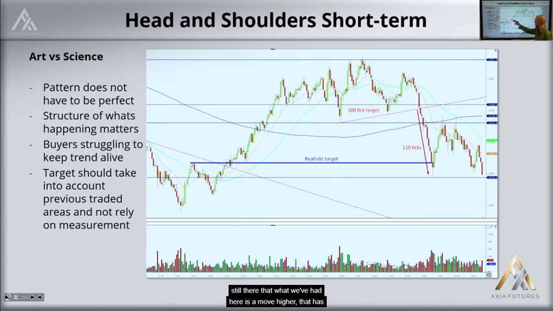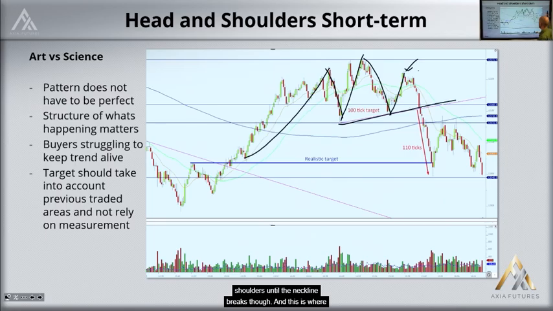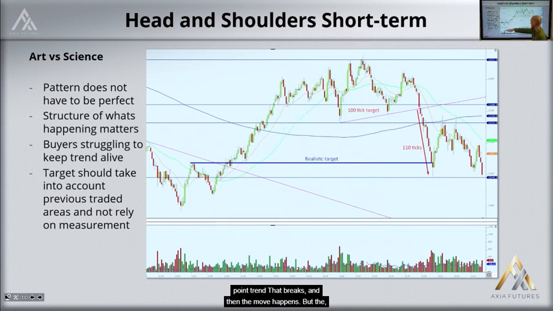That what we've had here is a move higher that has a pullback that goes higher. It's a trend move that has a pullback. It's still a trend move that doesn't go higher. Now it's potentially a head and shoulders. It's not a head and shoulders until the neckline breaks though. And this is where a 2-point trend is a necessity. You draw your 2-point trend, that breaks, and then the move happens. But the pattern itself is pretty ugly.